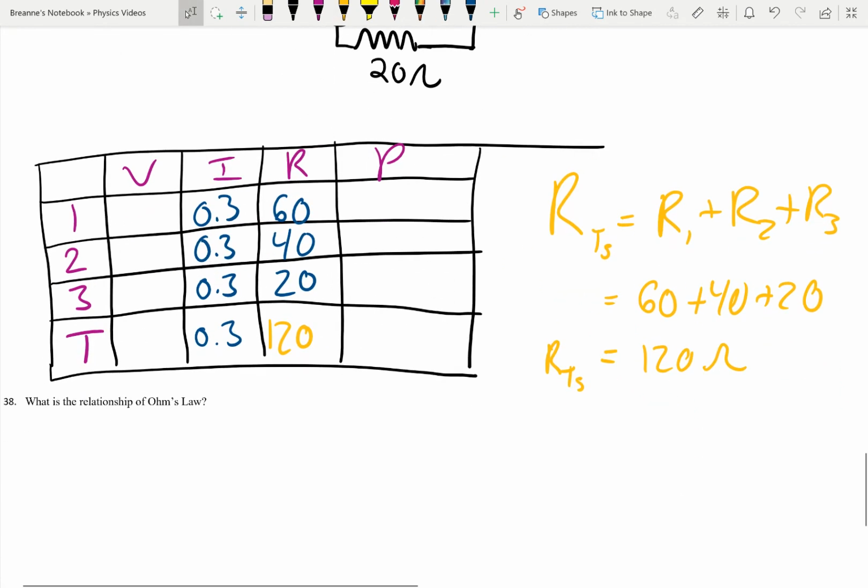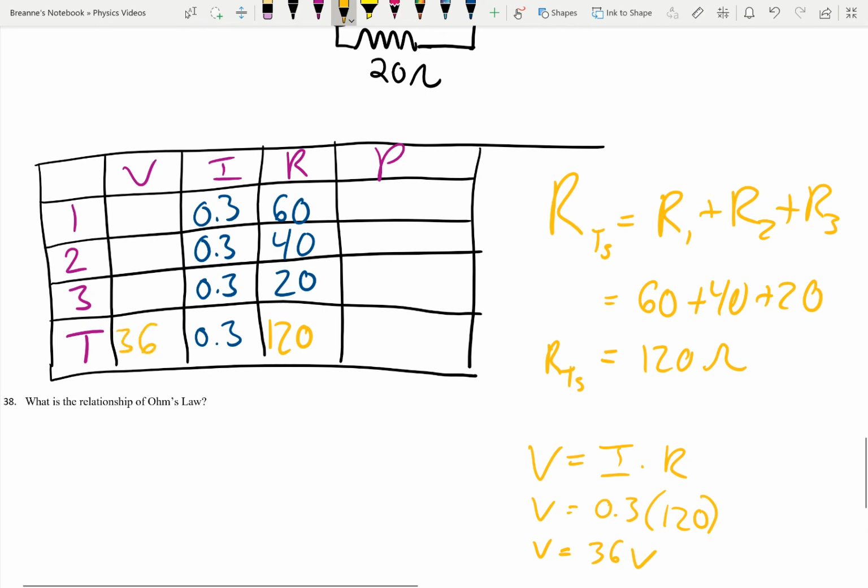And then, if your voltage is I times R, your current is 0.3, your resistance is 120. Again, you can just plug that into your handy dandy calculator and you get 36 volts.